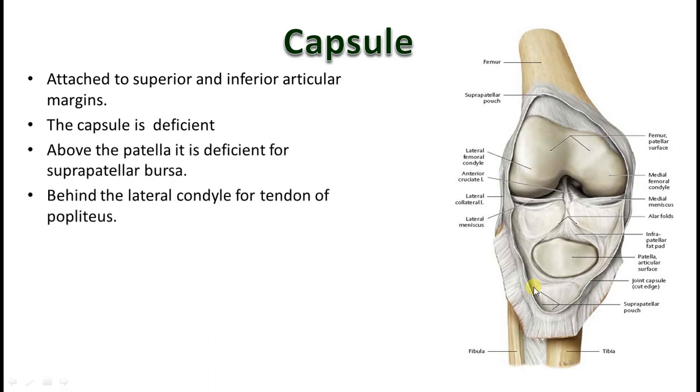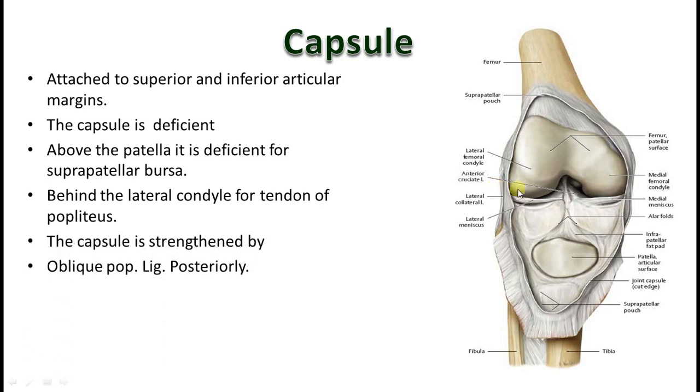In the front there is an opening in the capsule. You have a large opening above the patella for the suprapatellar bursa, given here as the suprapatellar pouch. A deficiency in the capsule is present. In the same way, behind the lateral condyle you have an opening for the tendon of the popliteus muscle. So the capsule has two openings through which it communicates: one is deficient for the suprapatellar bursa, and the other is for the tendon of popliteus.